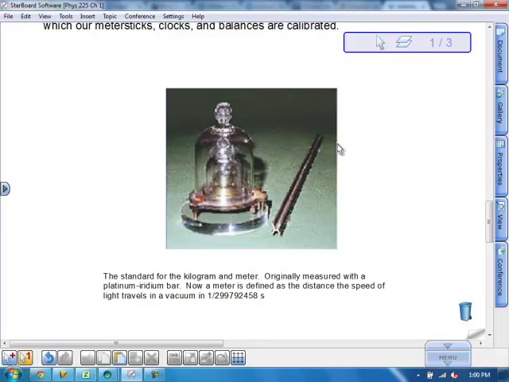However, the meter now is defined differently. This meter, I'm sure it's aging, and I don't even know if they keep it up. I know the meter now is defined as the distance that light travels in a vacuum in 1/299,792,458th of a second.